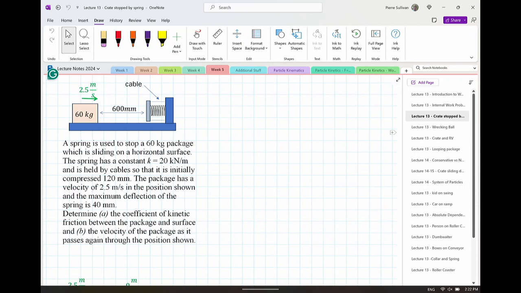So I have a spring used to stop a 60 kilogram package, which is sliding on a horizontal surface. The spring has a constant K equal to 20 kilonewtons per meter, and is held by cables so that it is initially compressed 120 millimeters. The package has a velocity of 2.5 meters per second in the position shown, and the maximum deflection of the spring is 40 millimeters. Determine the coefficient of kinetic friction between the package and the surface, and the velocity of the package as it passes again through the position shown.